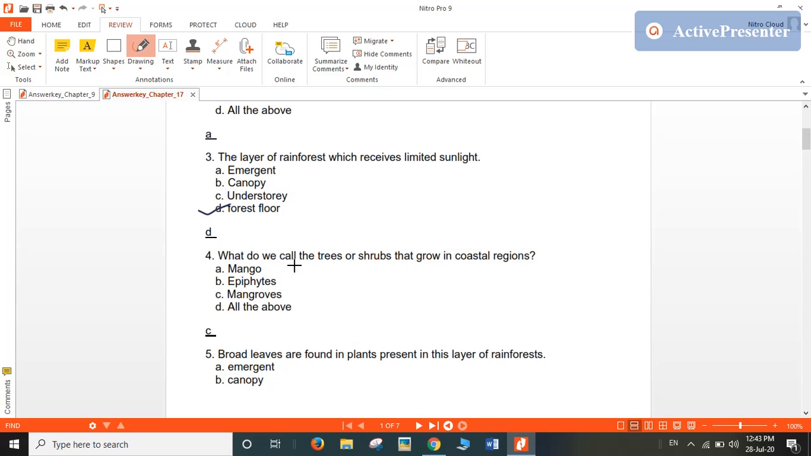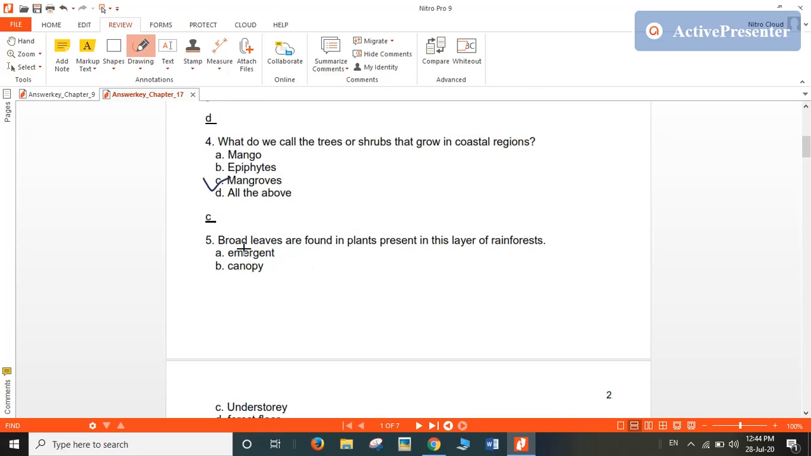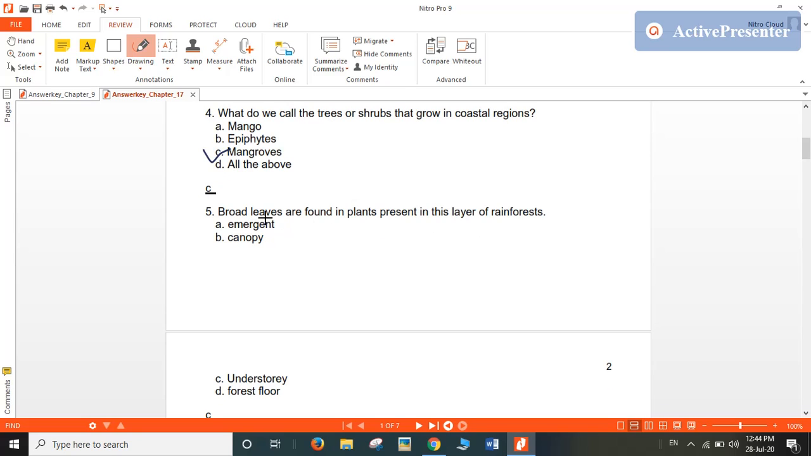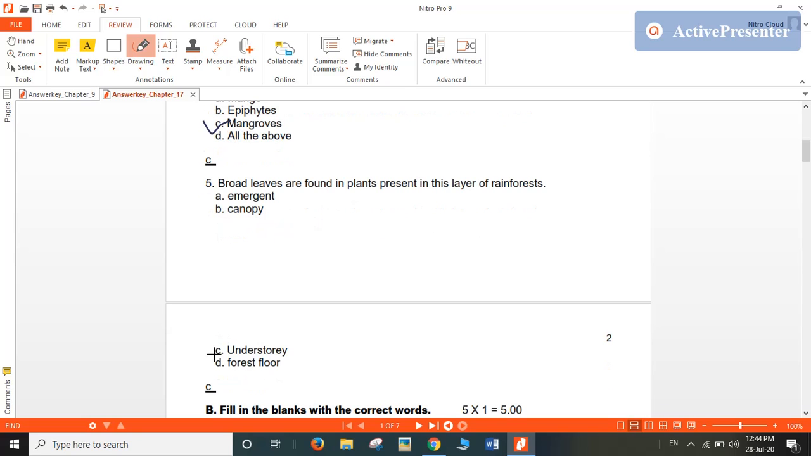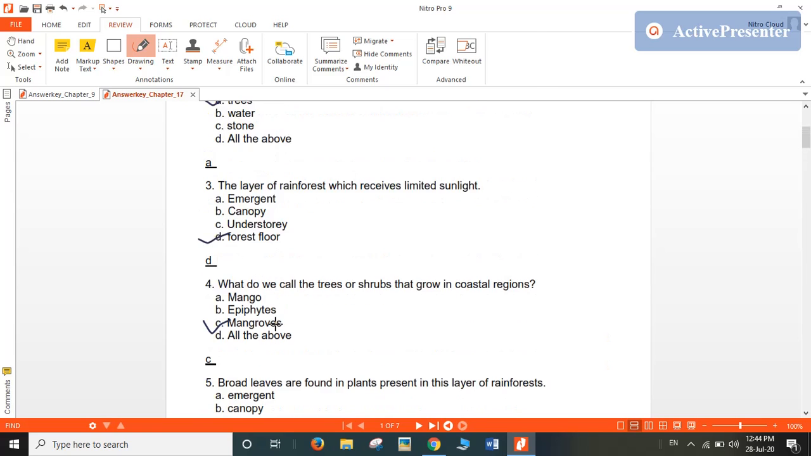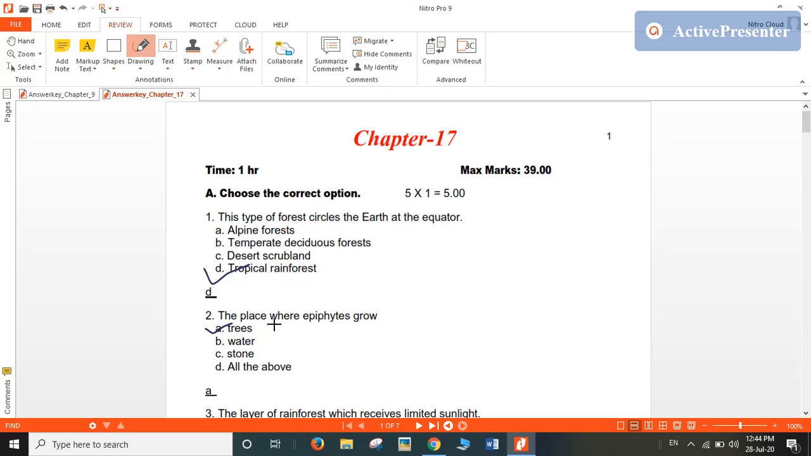What do we call the trees and shrubs that grow in coastal regions? The trees and shrubs that grow in coastal regions are called mangroves. Broad leaves are found in plants present in this layer of rainforest. So where are the broad leaves found? In the understory. So C would be the answer. So these are the answers of choose the correct option.